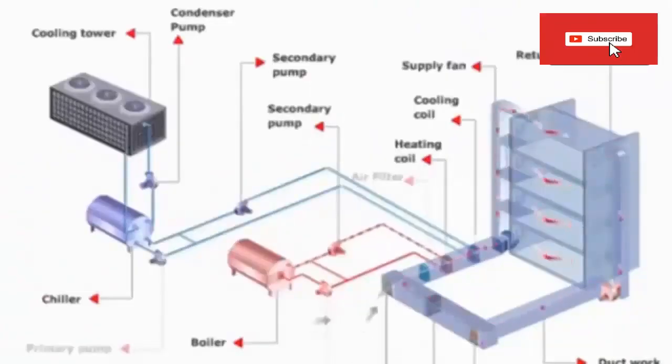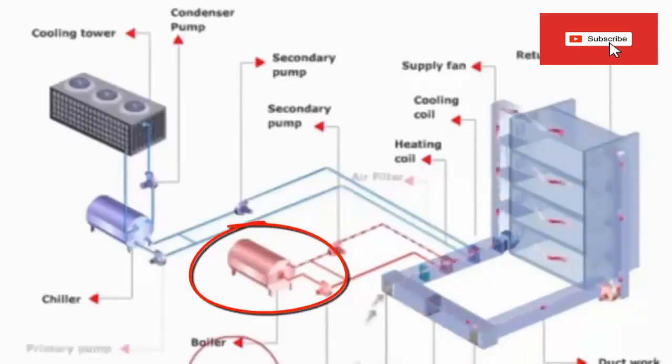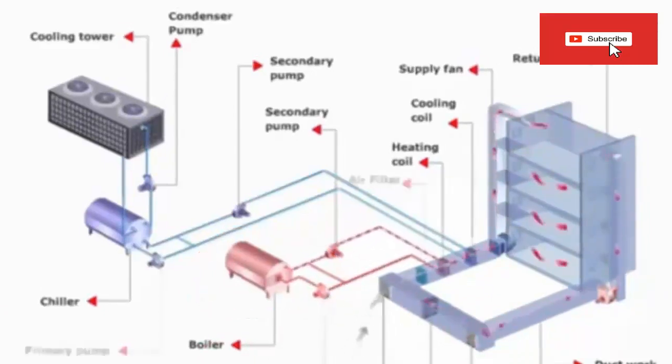In order for the installation to work in heating mode, the boiler is now required to work, and not the chiller. Now the heating mode exchanger works. The air is also sent through the building's ducts, but now it is hot air.